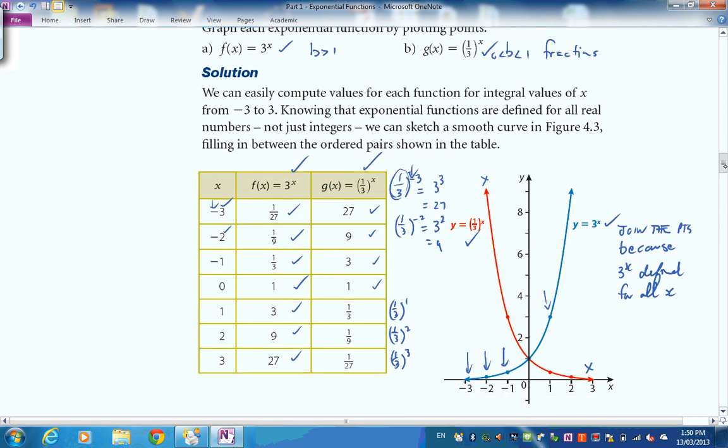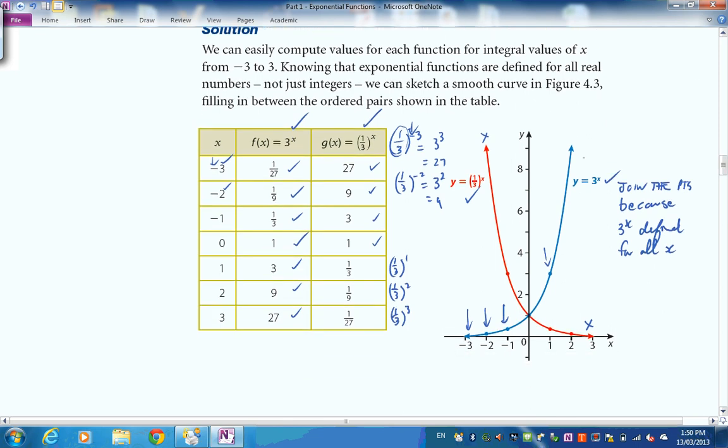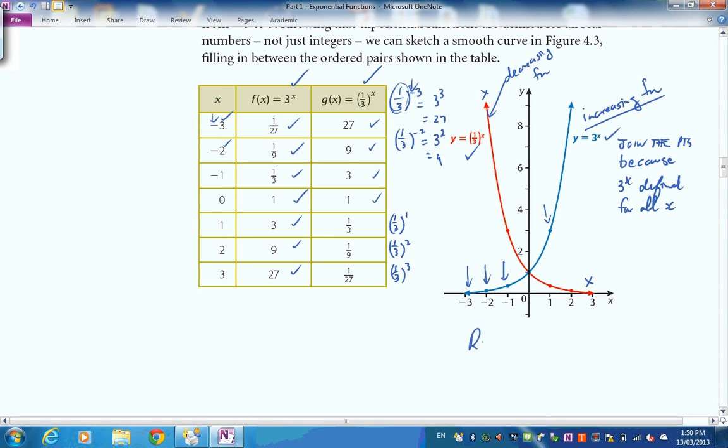So one function is called an increasing function. So this is the one here. As x increases, then 3 to the x increases. But over here, as x increases, the function decreases. It's called a decreasing function. And what do you notice about them? Well, it looks very much like they are reflections in the what? Y-axis. Reflections of each other in the y-axis.